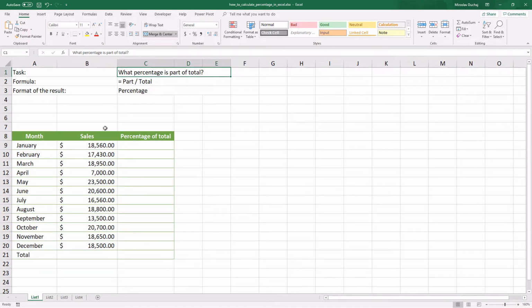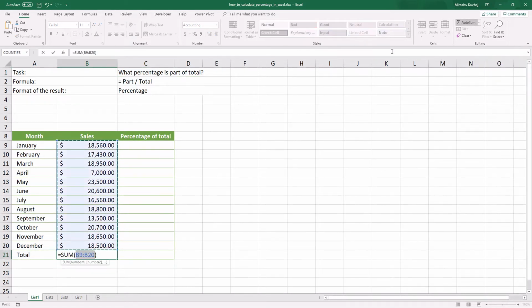In this table we have months from January to December and sales for each month respectively, and I want to showcase you the calculation. Formula is part divided by total. At first, we have to calculate our total. We can simply use AutoSum function. Here it is.